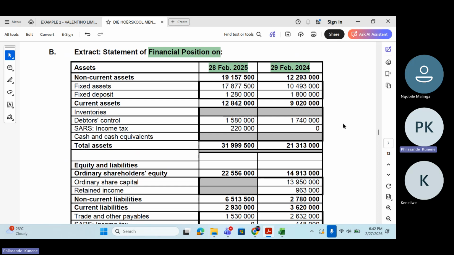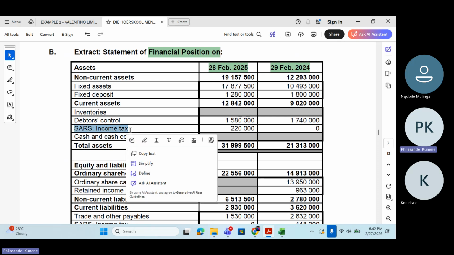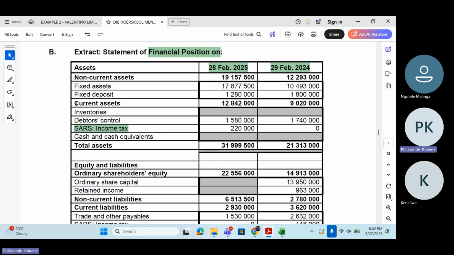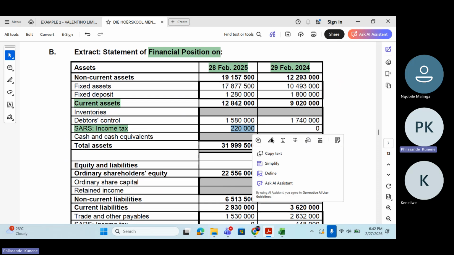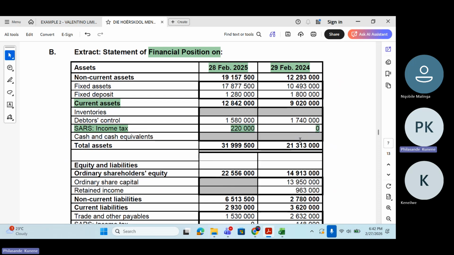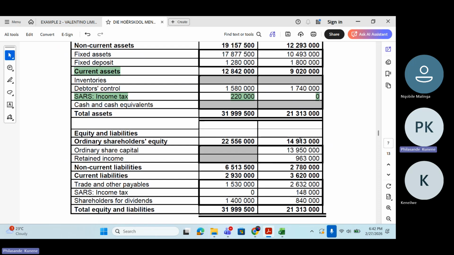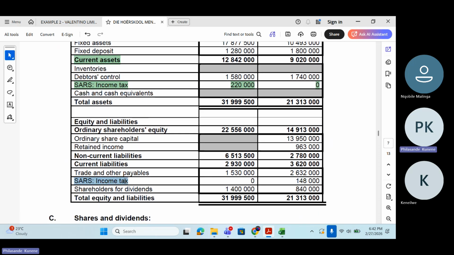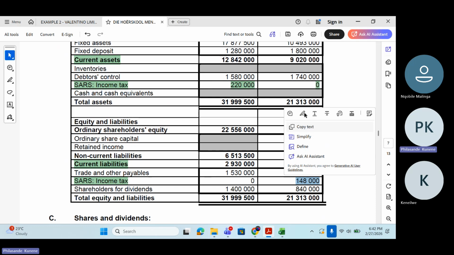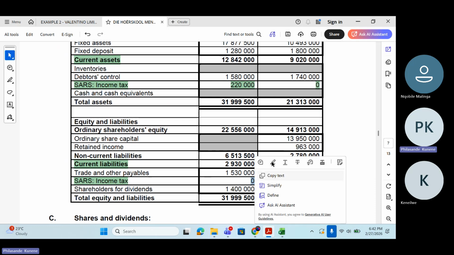So now we need to check these two pieces of information. We need to check our SARS income tax here. You can see there, we have SARS income tax sitting under current assets. This is the closing balance, 220,000, but the opening balance is 0. And then if we scroll down, we have another SARS income tax sitting under current liabilities. The opening balance is 148,000 rands, and the closing balance is 0.